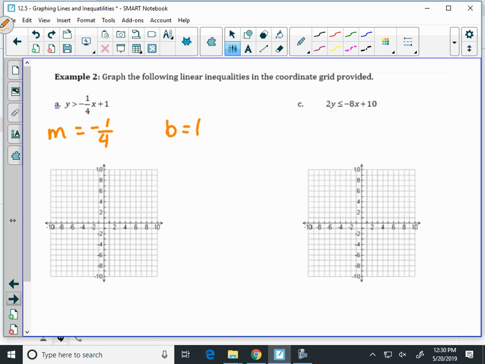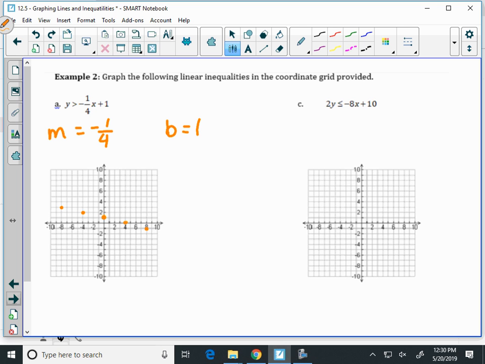What's our B? 1. So I'm going to go to my y-axis. I go to 1. And then I follow my slope, which is down 1, right 4. So we go down 1, and then right. And then I go up, and then left. Go the opposite way. Make sure you pay attention.